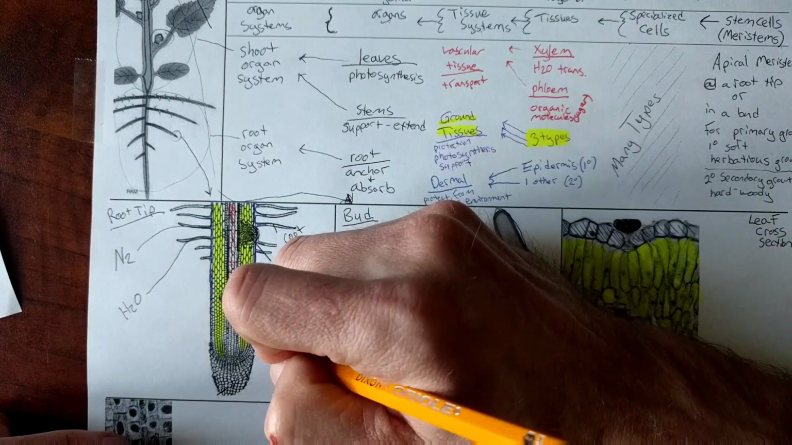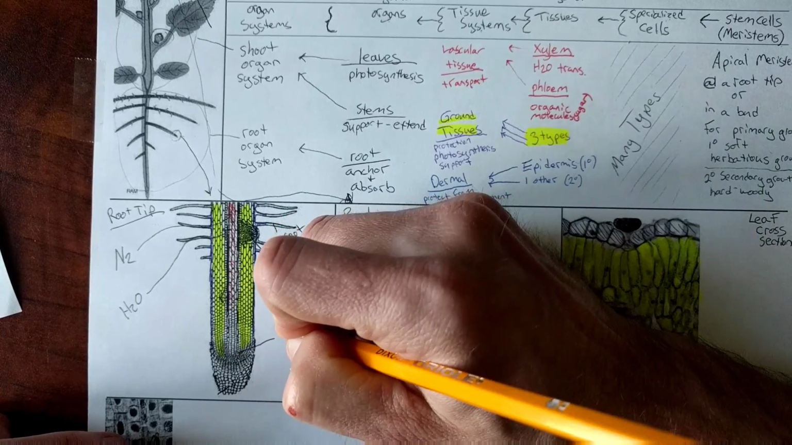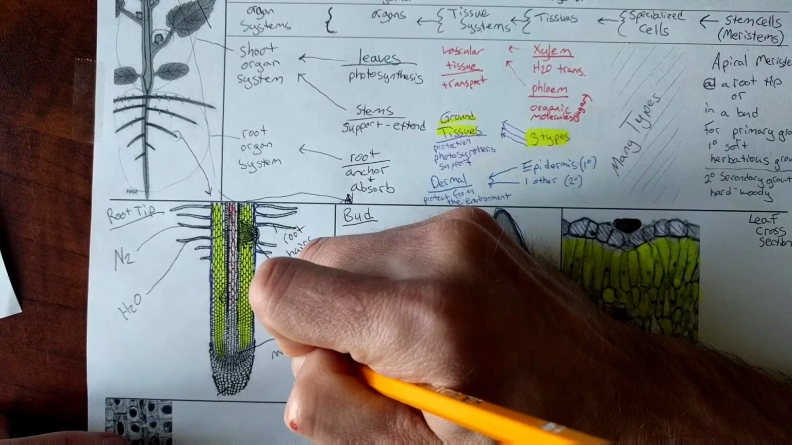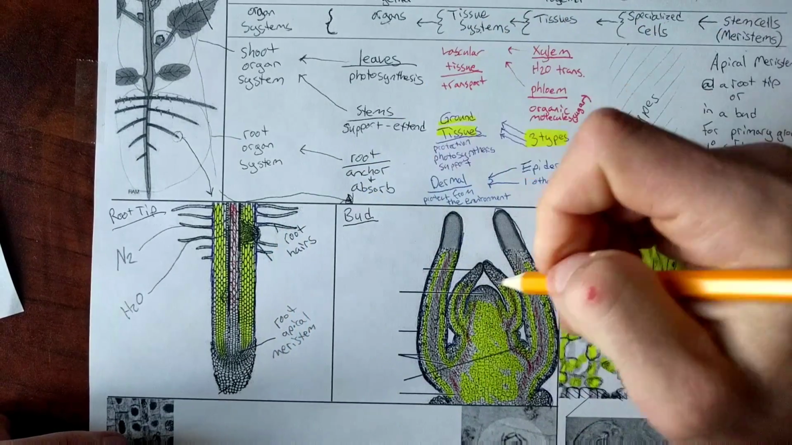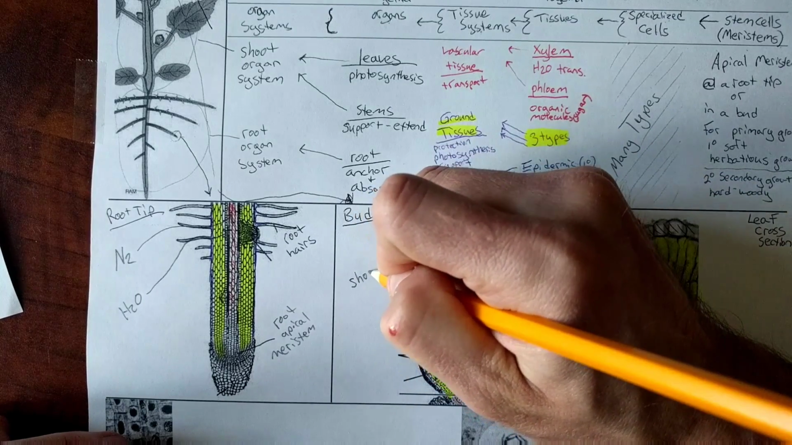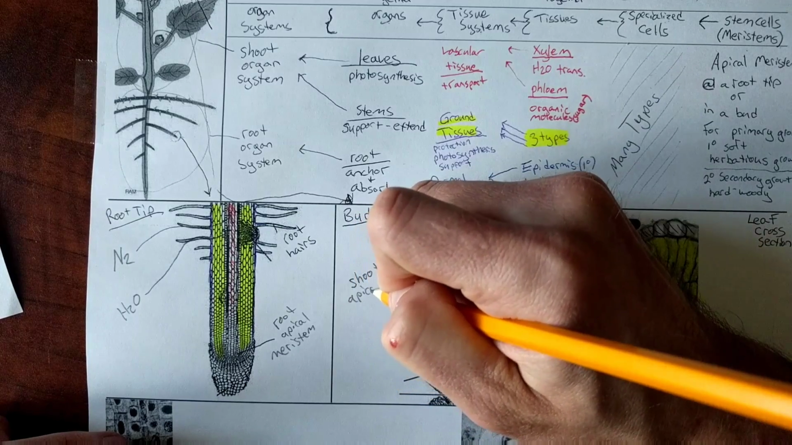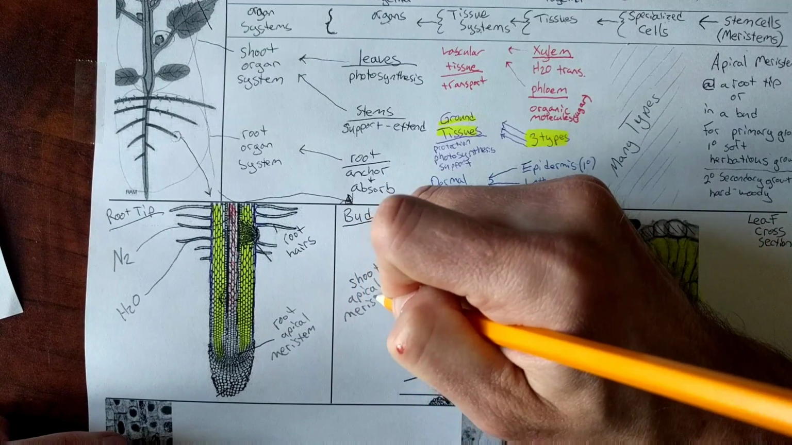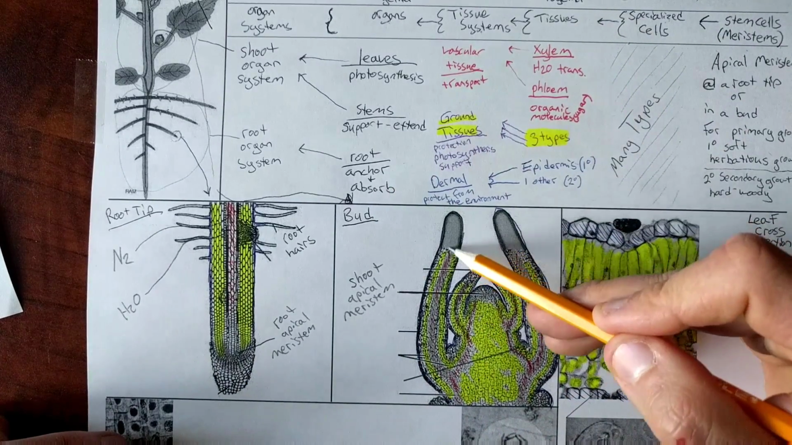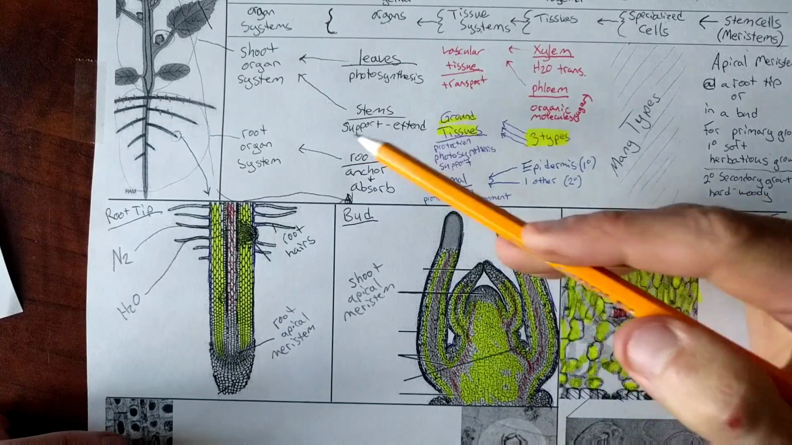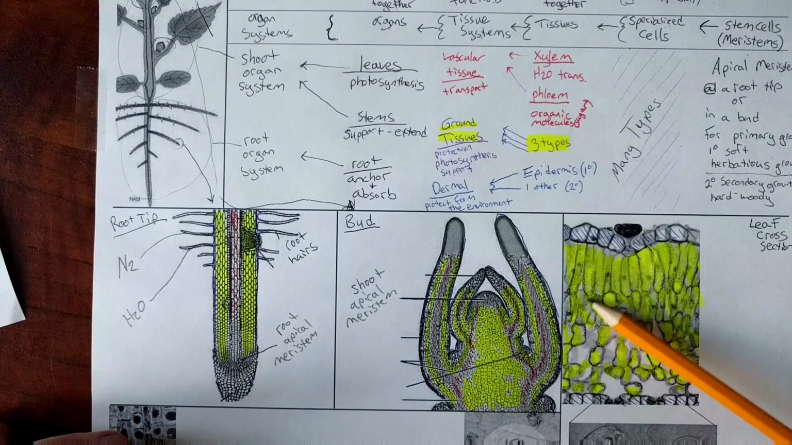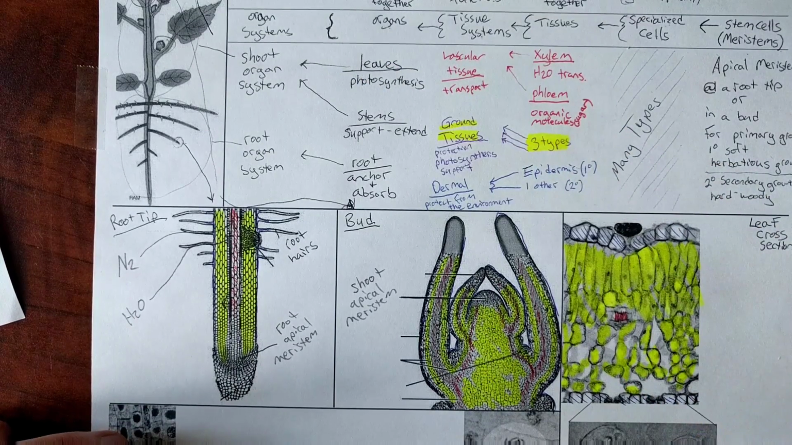So this is your root apical meristem. This right here is your shoot apical meristem. You can see what will become new leaves here, slightly more developed leaves that will eventually grow into really nice, beautiful leaves with all of this complexity found in here.